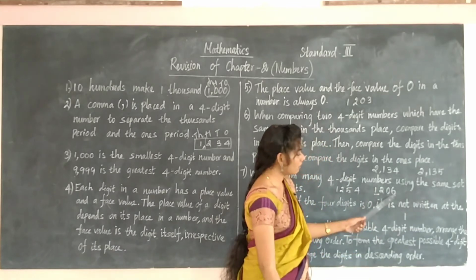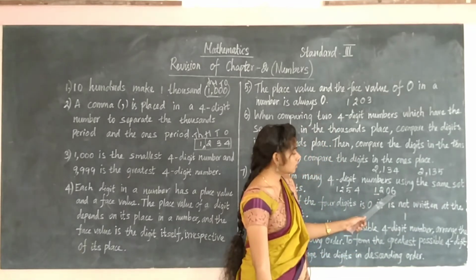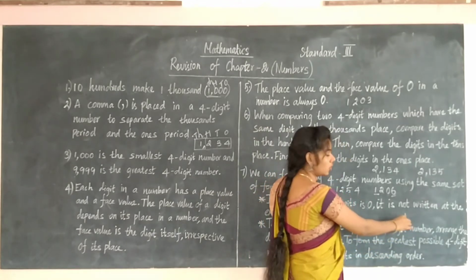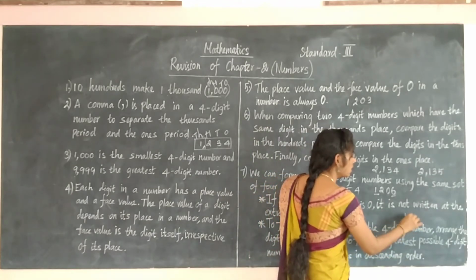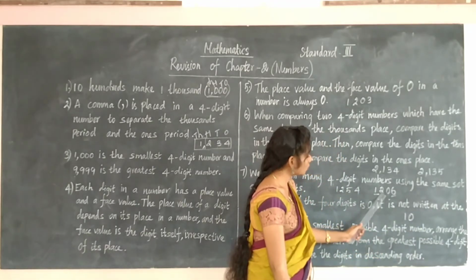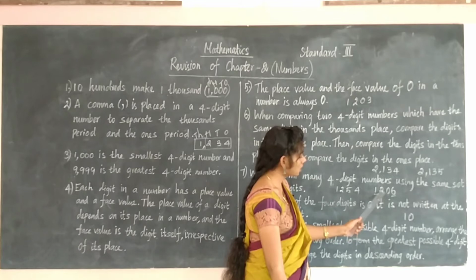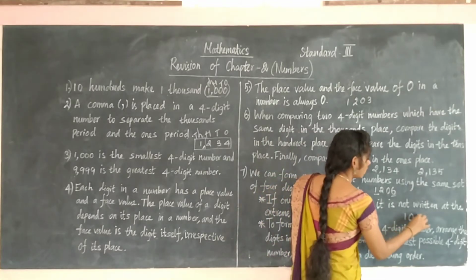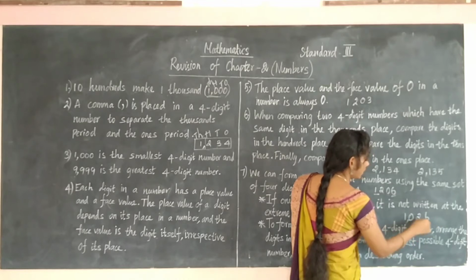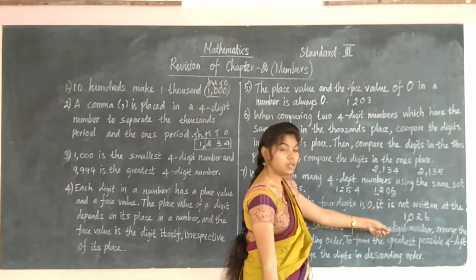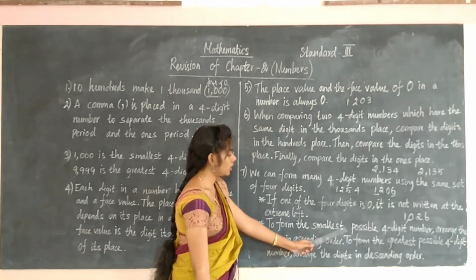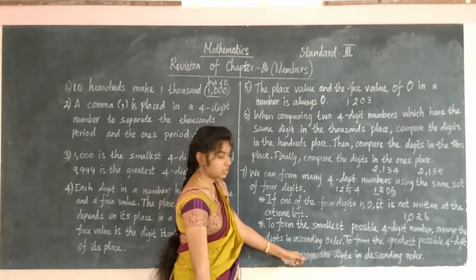Then what is the smallest number? We have to write 0, right? 0 is the smallest number. In the thousands place we can't write 0, so we have to write 0 in the hundreds place. Next, which number is the smallest one? 2 is the smallest one. Then we write 2. At last we will write 6. So this is the smallest possible number, arranged in ascending order. Smallest number means we arrange it in ascending order.